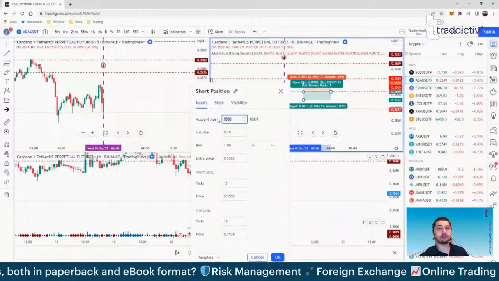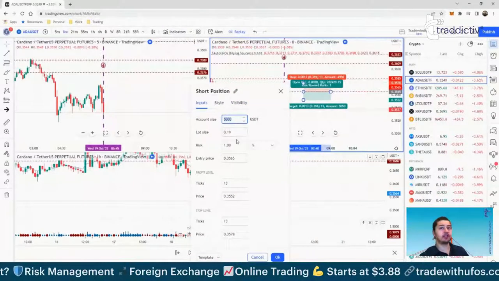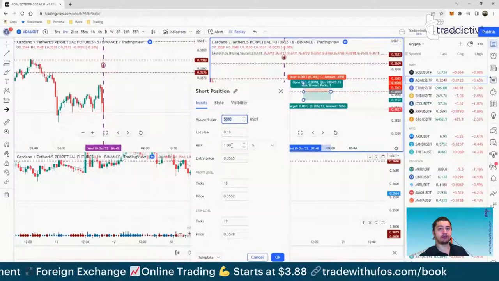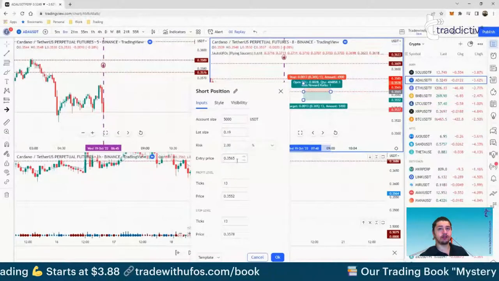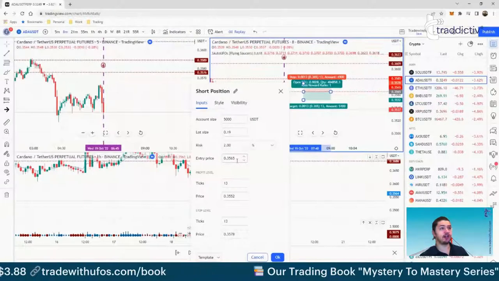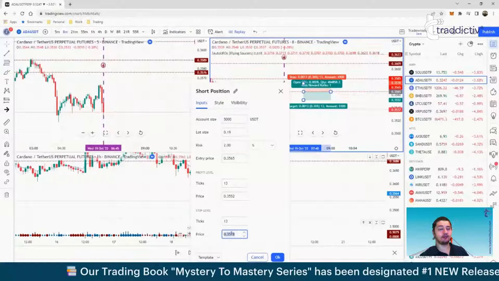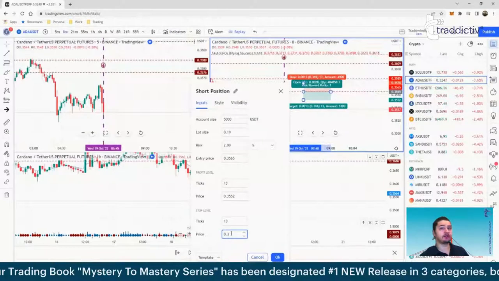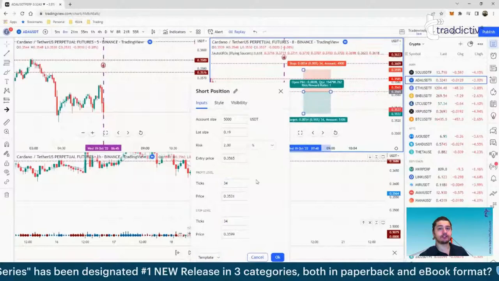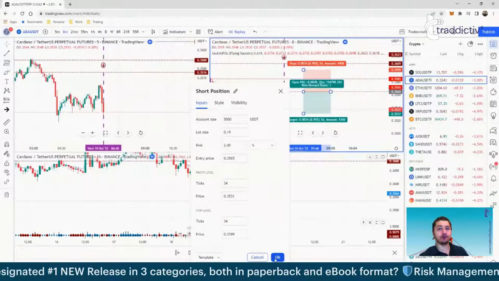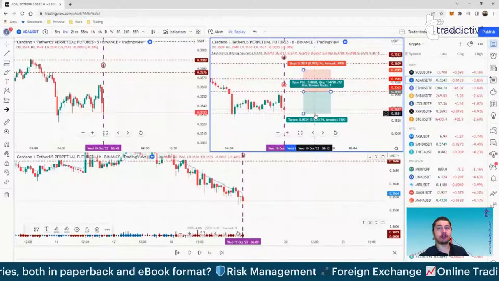So our inputs, our account size, we're not going to do all of that for now. I think actually this is what it should be. But so entry price, 35.65. The stop is supposed to be at 35.99. 34 ticks, 34 ticks. So that was our T1. All right, so that would have been T1.